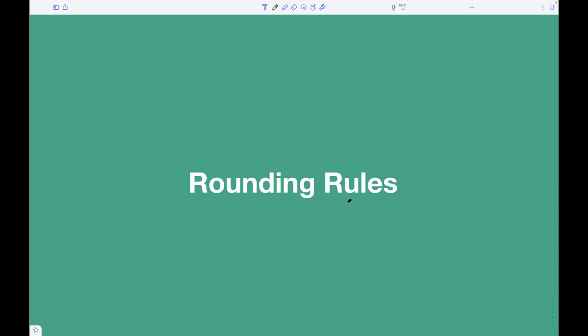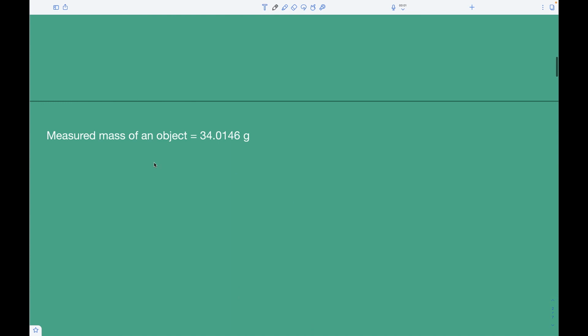Friends, in this video we shall try to understand the rules for rounding numbers, particularly numbers obtained by measurement. Let us say this is the measured mass of an object, and in this measurement we know the mass of this object up to 4 decimal places, and there are 6 significant figures in this measurement. Wherever we need the mass of this object up to 4 decimal places or with this degree of precision, we can go ahead and use this number.